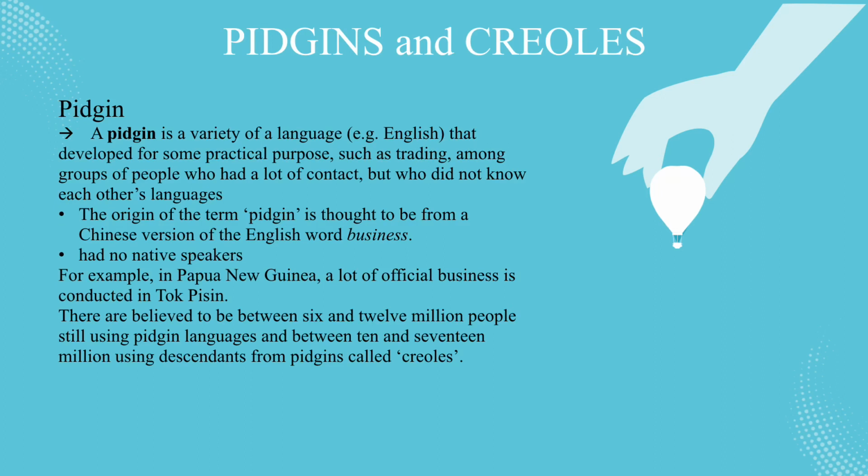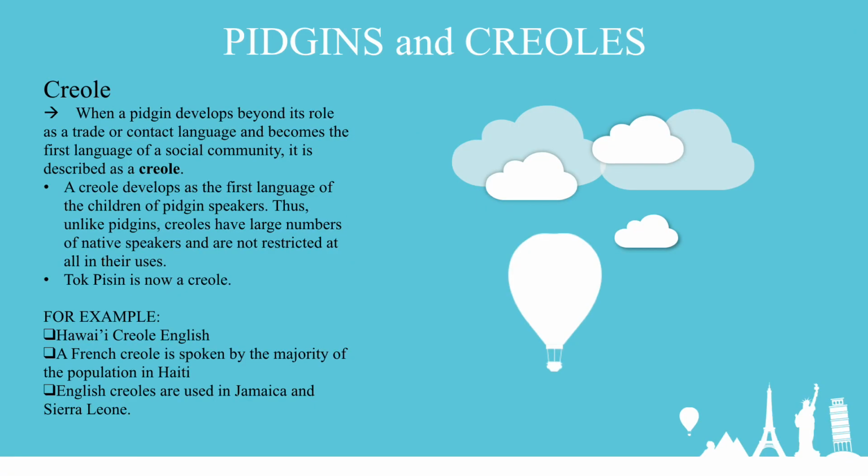There are believed to be between 6 and 12 million people still using pidgin languages and between 10 and 17 million using descendants from pidgins called creoles. Creole: when a pidgin develops beyond its role as a trader or contact language and becomes the first language of a social community, it is described as a creole. A creole develops as the first language of the children of pidgin speakers. Thus, unlike pidgins, creoles have large numbers of native speakers and are not restricted at all in their uses.